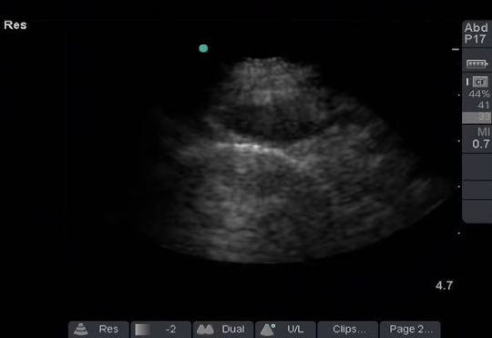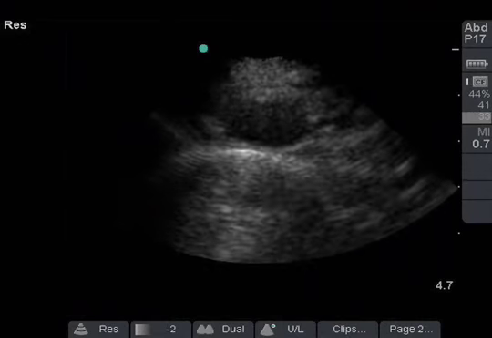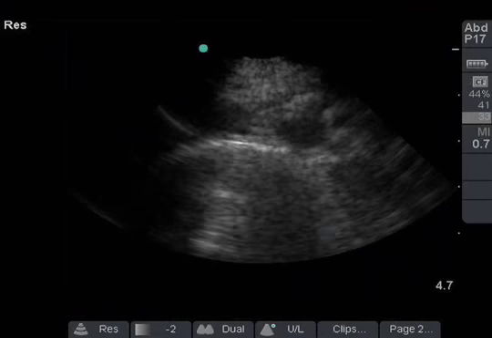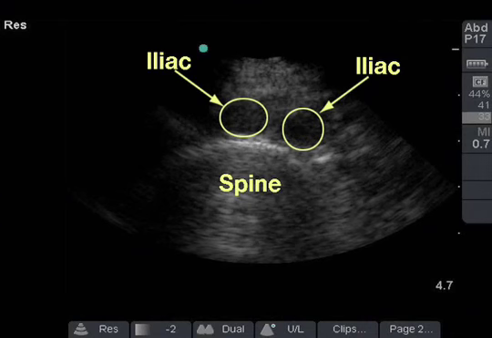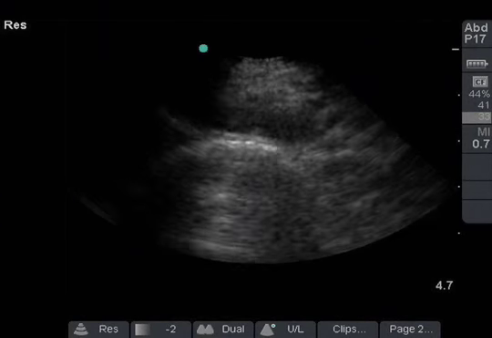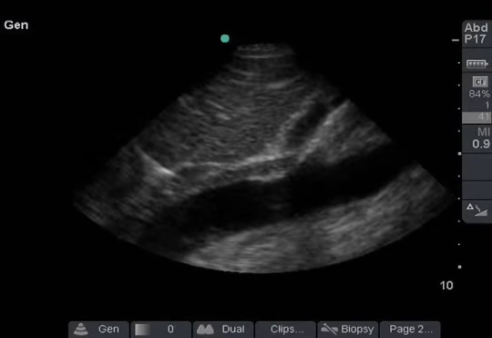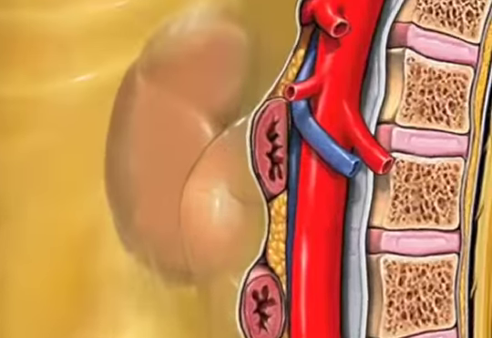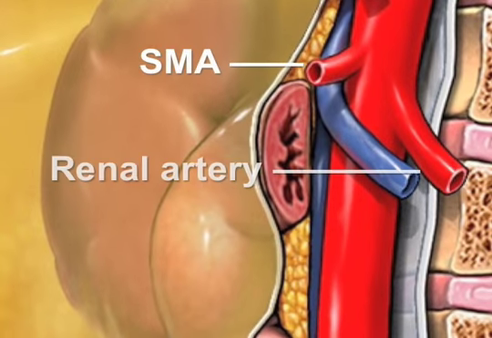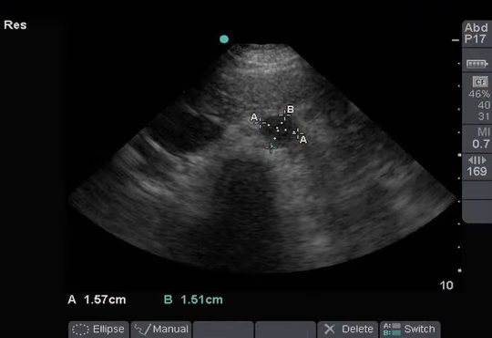Slowly sliding the probe inferiorly allows visualization of the abdominal aorta throughout its full length. The lumen of the aorta can be seen to split at its bifurcation into the iliac arteries. The longitudinal view allows for visualization of the superior mesenteric artery anterior to the aorta. The renal arteries take off just caudad to the SMA. Freeze the screen to measure the diameter of the aorta from outside edge to outside edge.